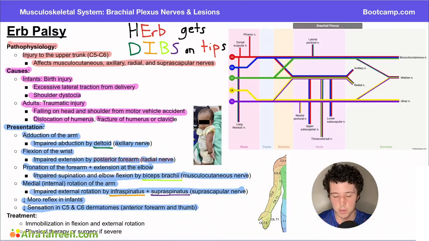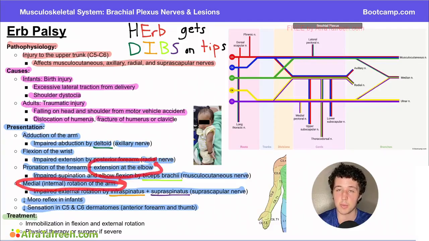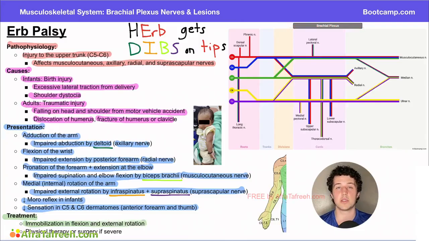And lastly, let's go over treatment of this condition. Because Erb palsy will leave the patient with medial internal rotation of the arm and extension at the elbow, we're going to immobilize it in the opposite position, with flexion at the elbow and external rotation of the arm. Immobilizing in this position will help reduce the stiffness in the active muscles and strengthen the weakened muscles.